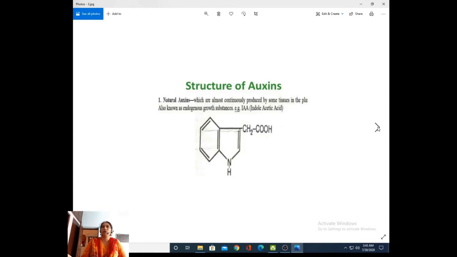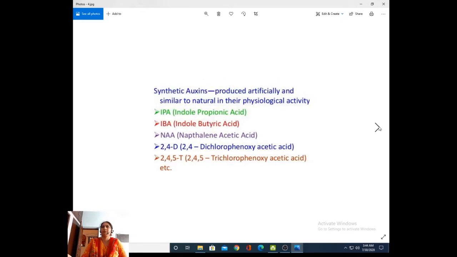This is the structure of auxin. Auxins can occur naturally, or we can make them synthetically also. Natural auxin is indole acetic acid. Here are some synthetic auxins that are produced artificially, and in terms of their physiological activity they are similar to the natural auxins. Some of the synthetic auxins are IPA, IBA, NAA, 2,4-D and 2,4,5-T.